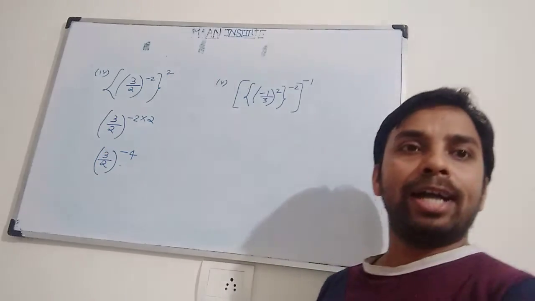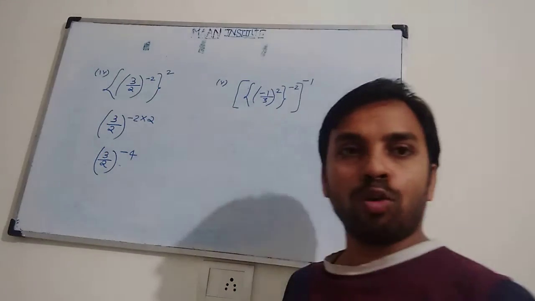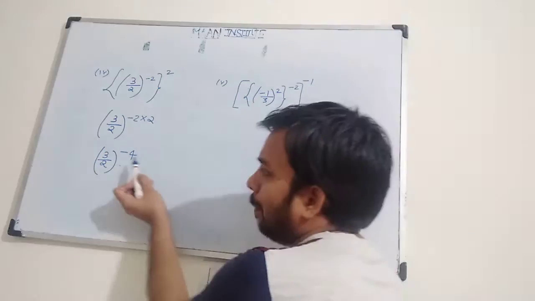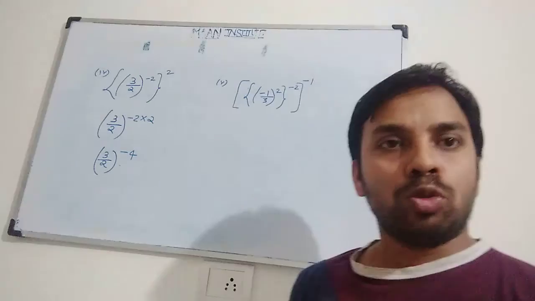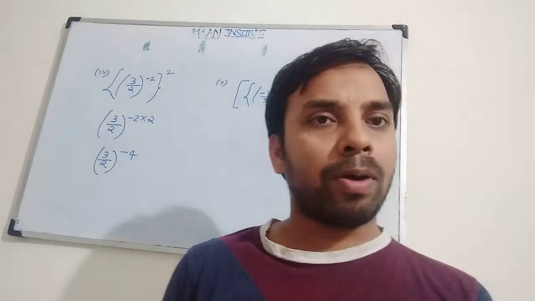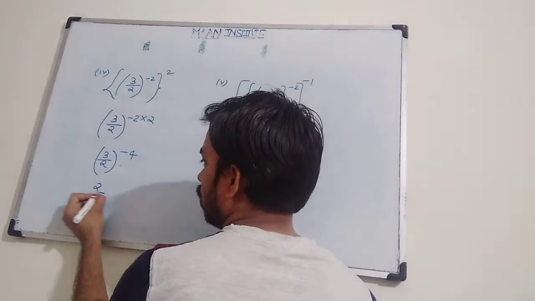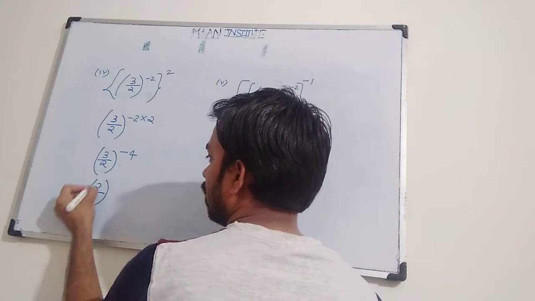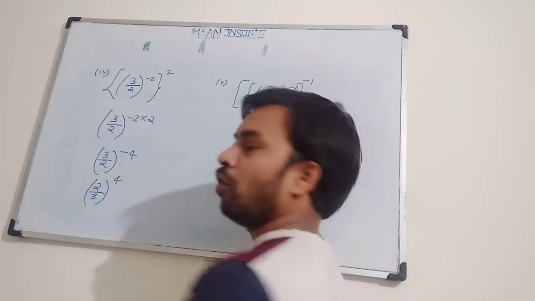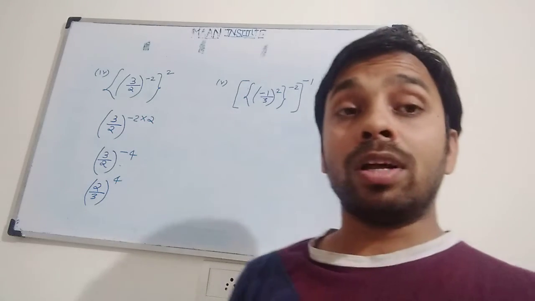2 multiplied by 2 becomes 4. So this is minus 4. Now see, the exponent is minus 4. To make it positive, we will take the reciprocal of the base. So it becomes 2 by 3 to the power 4. 2 by 3 to the power 4.